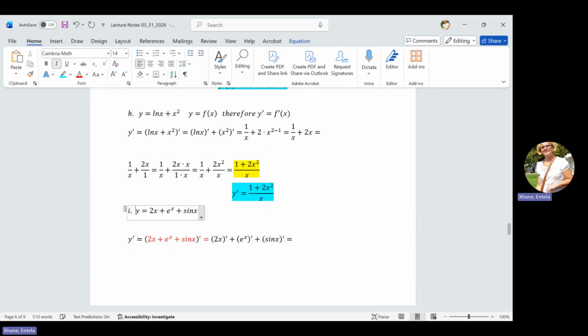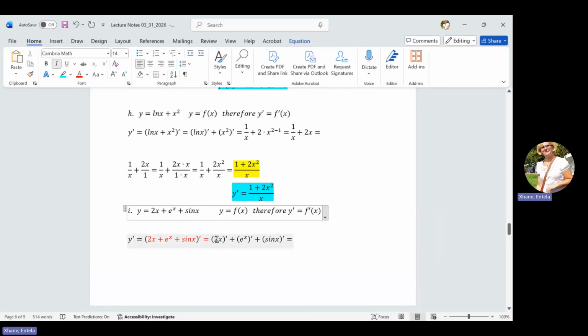Again, the function is defined as y, but as I explained, y and f of x is the same thing. So therefore, I'm going to stick with the y, the way the function is given. But again, y prime and f prime of x are exactly the same. So the function is the summation of 3 terms.